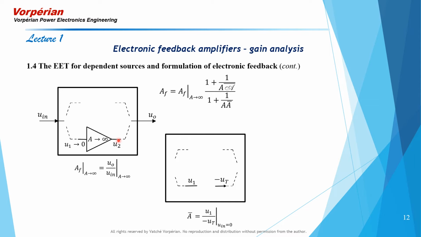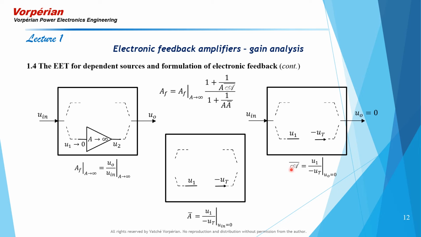So if U2 turned out to be a dependent current source, then minus UT really represents an independent current source at that point, pointing in the opposite direction. Likewise, if this was a dependent voltage source, then this would be an independent voltage source pointing in the opposite direction at that point, U2.